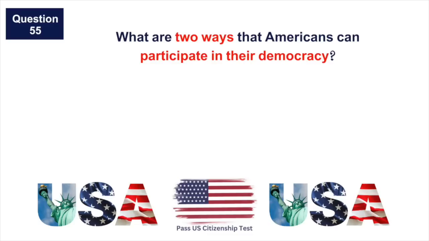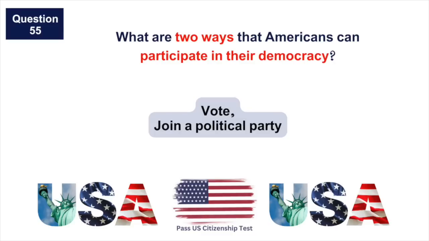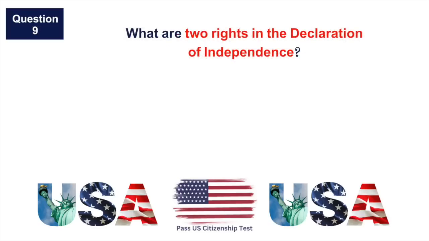What are 2 ways that Americans can participate in their democracy? Vote, join a political party. What are 2 rights in the Declaration of Independence? Life, liberty.